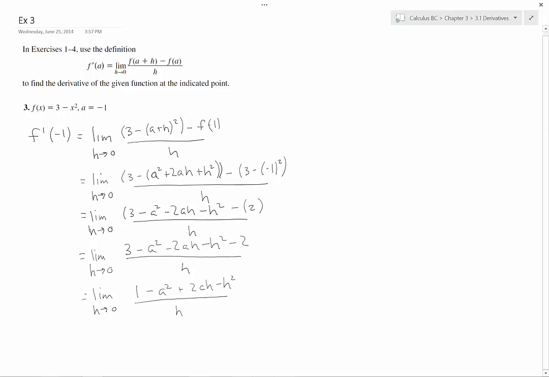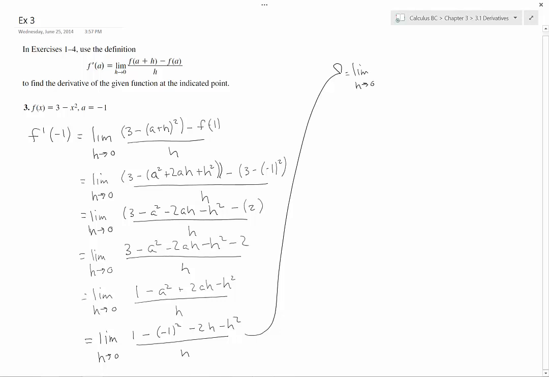Oh, you know what? I know what a is. A is -1. So let me go and replace all the instances of a with -1. And when I do that, I get the limit as h approaches 0 of 1 minus -1 squared minus 2h minus h squared. And that's all over h. Let's continue that up here. The limit as h approaches 0 of 1 minus 1 minus 2h minus h squared all over h.